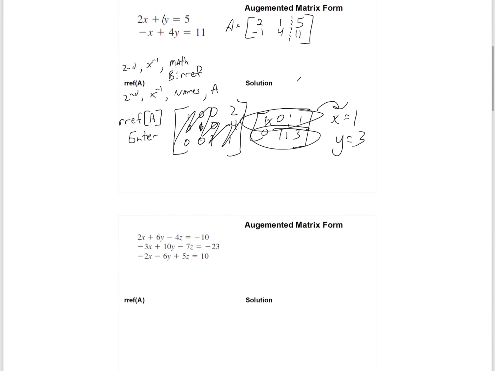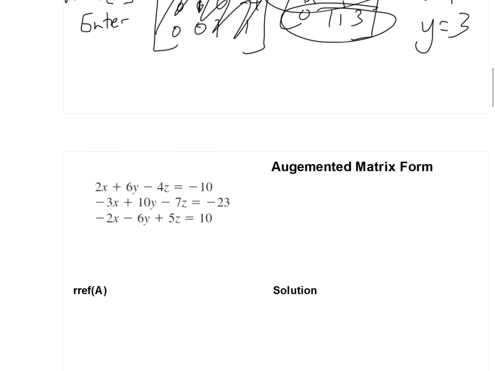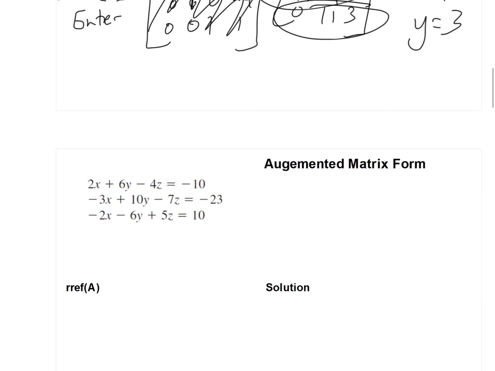So here's what I would do with a matrix of 3 equations. I'll have 3 rows and 4 columns. There's always one more column than rows, because I need another column for my solutions.